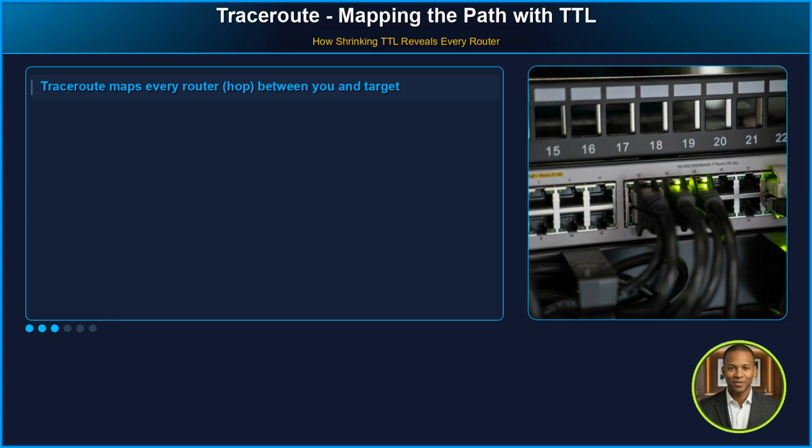Ping tells you whether you can reach a destination. Traceroute tells you the path your packets are taking. In a real outage, that distinction is everything. If ping fails, Traceroute shows you exactly how far you get before the path breaks.